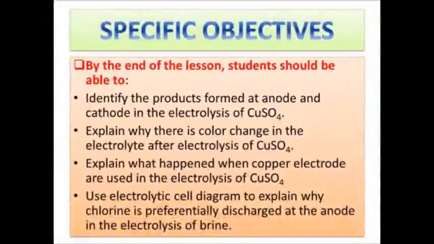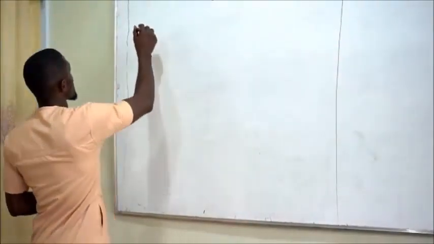In the specific objectives, it is expected that by the end of the lesson, you should be able to identify the products found at the anode and the cathode in the electrolysis of copper(II) tetraoxosulfate(VI); to explain why there is color change in the electrolyte after electrolysis of copper(II) tetraoxosulfate(VI); to explain what happens when copper electrode is used in the electrolysis of copper(II) tetraoxosulfate(VI); and finally, to use an electrolytic cell diagram to explain why chlorine is preferentially discharged at the anode in the electrolysis of brine.